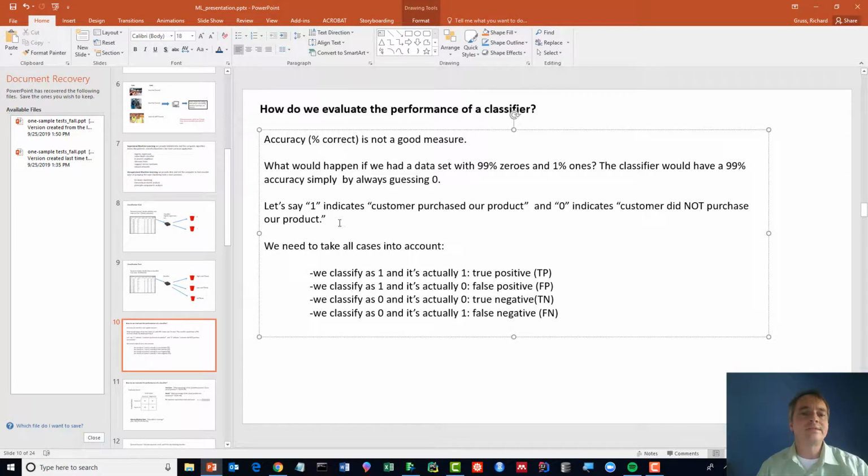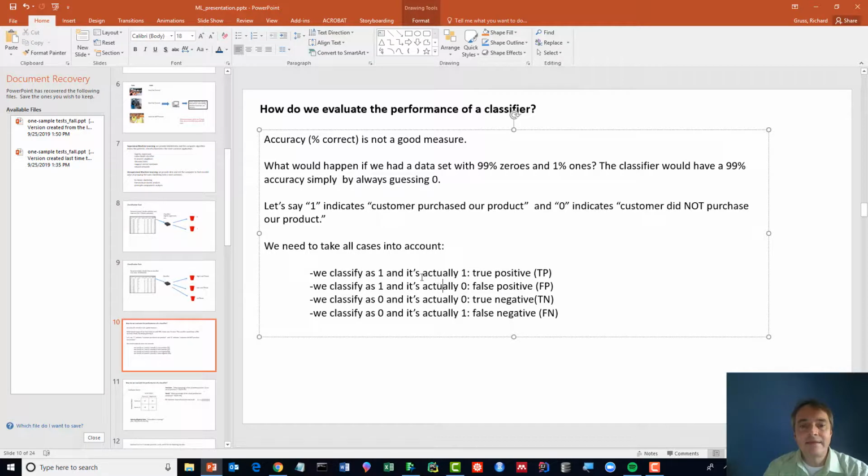For an example, let's say that 1 indicates that this customer has purchased our product, and 0 indicates that the customer did not purchase our product. So there are 4 different cases that we need to take into consideration with the binary outcome. We've done our classification, and then how do we know how good of a job the automatic classifier did?